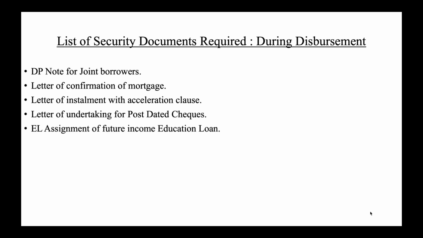Now, this is another important one. What happens is an education loan is banking on your future income. So what they say is the education loan assignment of future income is what they want, wherein you are undertaking that your future income will be assigned to repayment of your education loan.